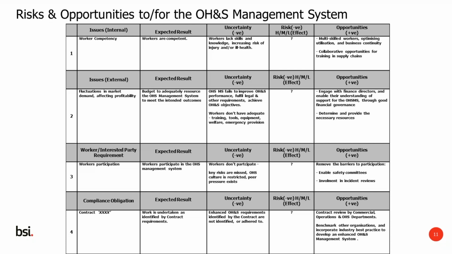So it's not just sufficient to resource it. We've always got to go back to the intended outcomes of the management system to meet these compliance and legal obligations, to improve the OHS performance, etc. So we have to keep that in mind when we're thinking about budgetary expectations. The uncertainty is that we fail to actually improve OHS performance. We fail to fulfill legal and other requirements, and we fail to achieve the OHS objectives. It's greater than that from a worker's perspective, because maybe they don't have the adequate training, maybe they don't have the adequate tools, the equipment, the welfare, or the emergency provision.